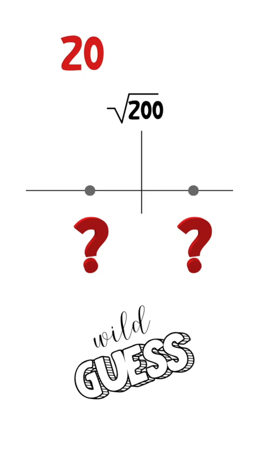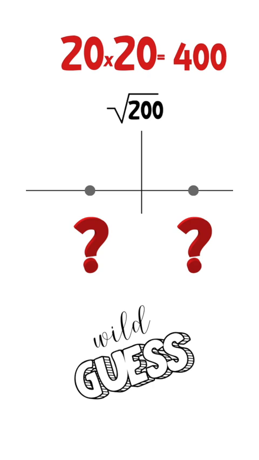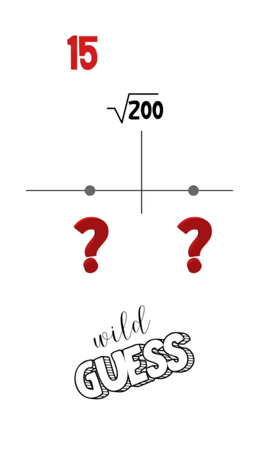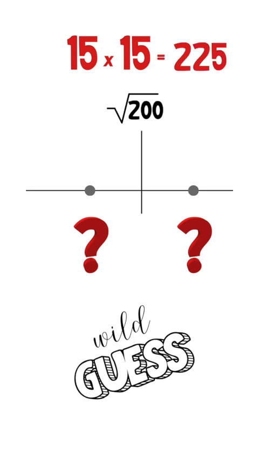So let's check our guess. 20 times 20, 400. That's too big. Way too big. Correct. Our guess was too large. So why don't we try 15 next? 15 times 15 equals 225. Still too big.